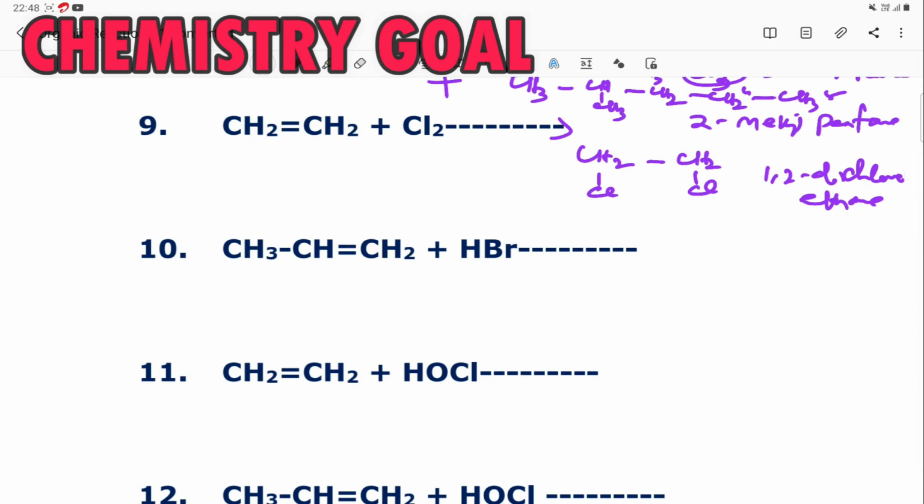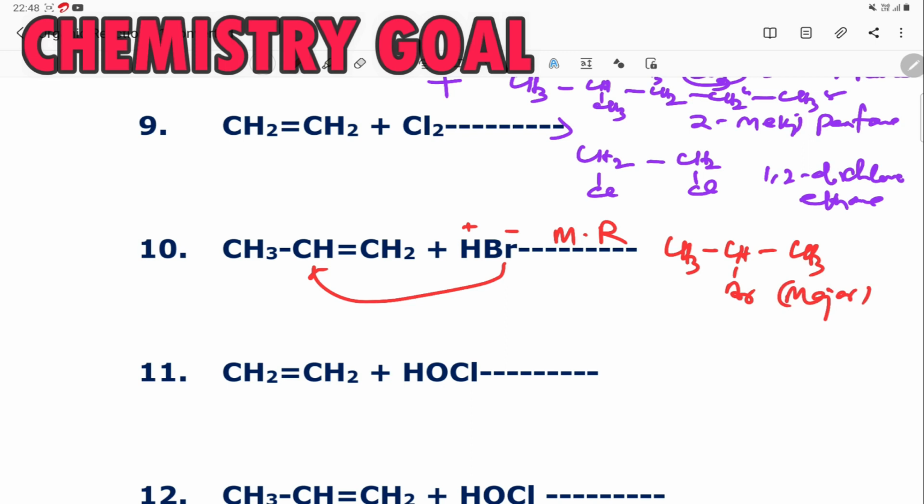Okay, so now you see the second one, CH3 CH=CH2, that is called propene, reacts with HBr. This reaction follows Markovnikov's rule. Here, as per Markovnikov's rule, the negative part attacks the carbon having the lesser number of hydrogens. So the product is CH3 CHBr CH3. This is the major product.